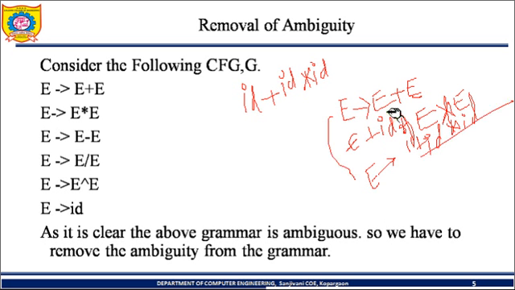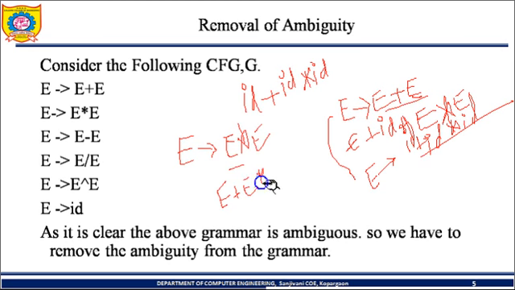Instead of taking E tends to E plus E, I can start with E tends to E star E. Instead of that, I can take the first production as E tends to E star E. After that, I am going to replace this first E with E plus E. And finally, I am going to replace all these E with id.